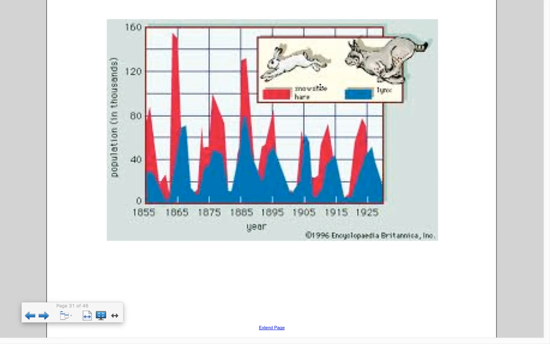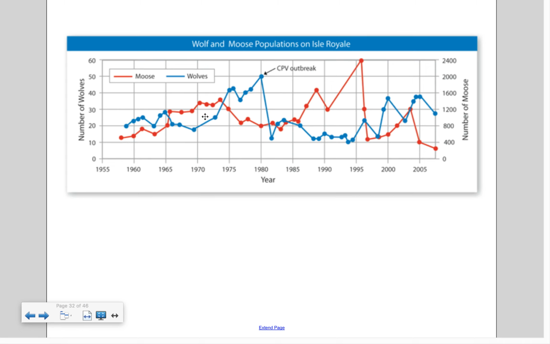Here's looking at a lynx and a snowshoe hare. So rabbits, their populations, the prey population always peaks right before the predator population does. And then it drops off because you have a high amount of predators preying on these prey. So here's a better diagram.